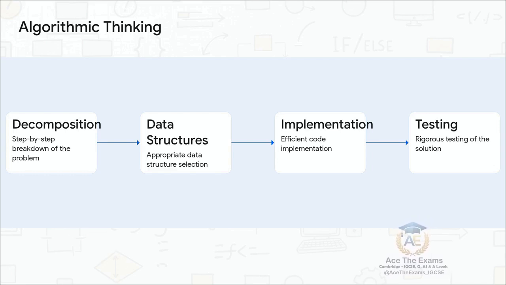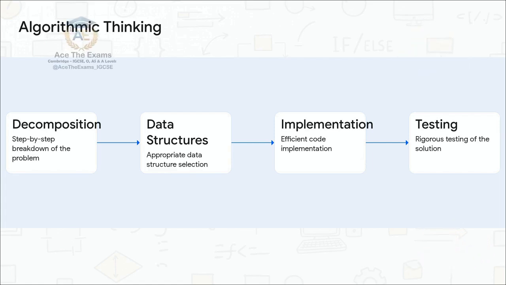Second, appropriate data structure selection. You need to consciously decide where that keyboard input is going. Is it being stored in a single, temporary variable, or does it need to be appended to a massive 1D array? Third, efficient code implementation. This is where you actually write out the pseudocode logic, making sure your loops and conditionals are tight and accurate. And finally, rigorous testing. You absolutely must mentally trace your code.